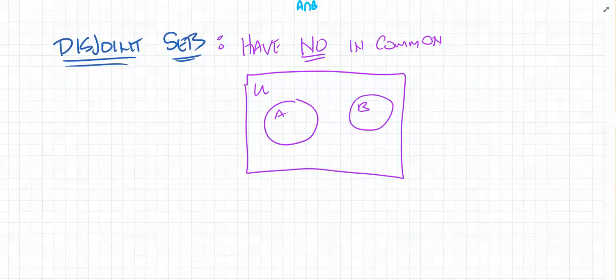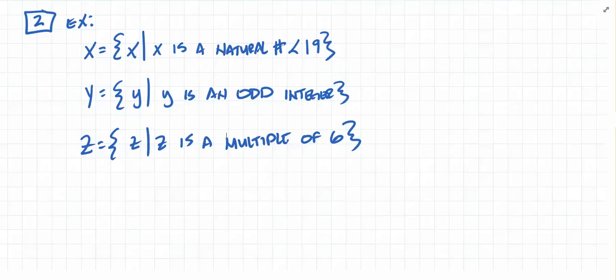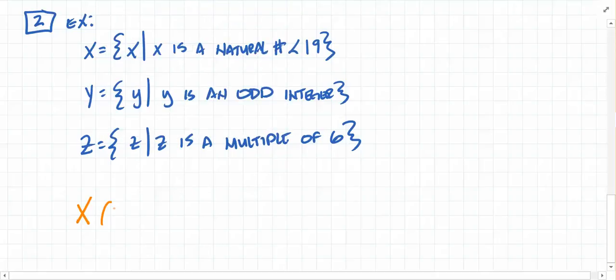Okay, so here are the three sets the way that we have just defined them. Set X is going to be the natural numbers that are less than 19. Set Y is going to be all the y's that are odd integers. And set Z is going to be any multiple of 6. So we're interested in a few things here. The first thing that we want to talk about is X and Z.